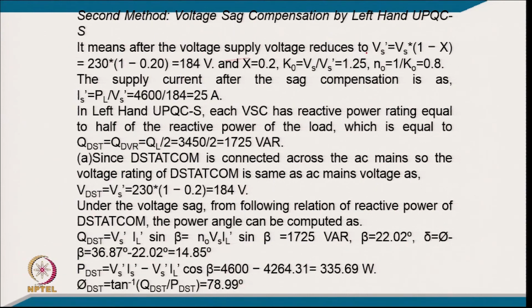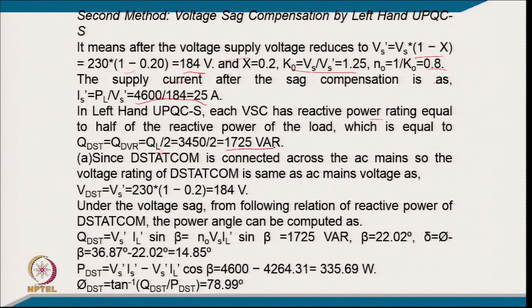And the second method for voltage sag compensation is by left hand VSC. It means after the sag compensation, the voltage reduces from typically 230.8 to 184, and K0 in the phasor diagram is 1.25 and 0 is 1 upon K0.8. So, the supply current after the sag compensation is typically 4600 divided by 184, 25 ampere, and for left hand, each VSC reactive power rating is equal to half of the reactive power, that is the load reactive power divided by 2.